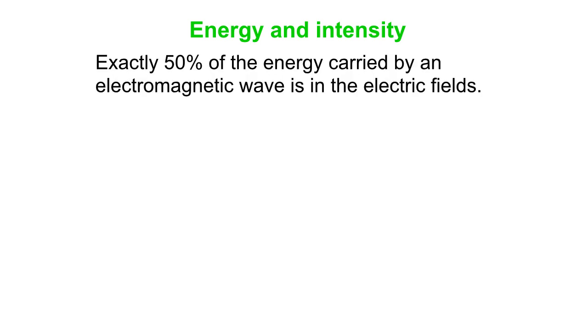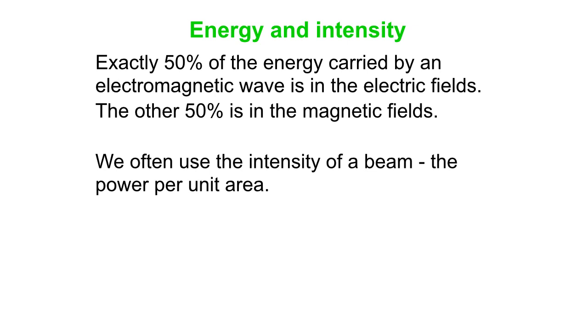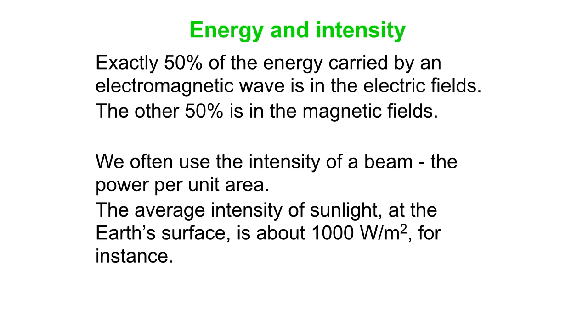It turns out that exactly 50% of the energy carried by an EM wave, an electromagnetic wave, is in the electric fields, and of course the other 50% has to be somewhere, and that's in the magnetic fields. So we often talk about the intensity of a beam, that's the power per unit area. If you think about sunlight that comes down to the Earth's surface, that has an average intensity of about 1,000 watts per square meter. This is why people are so excited about solar panels, because if you take a square meter solar panel, you get 1,000 joules of energy hitting that every second when it's out in the bright sunlight. So lots of energy there.